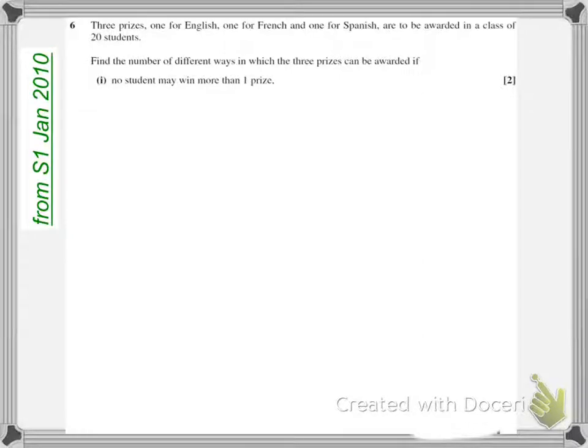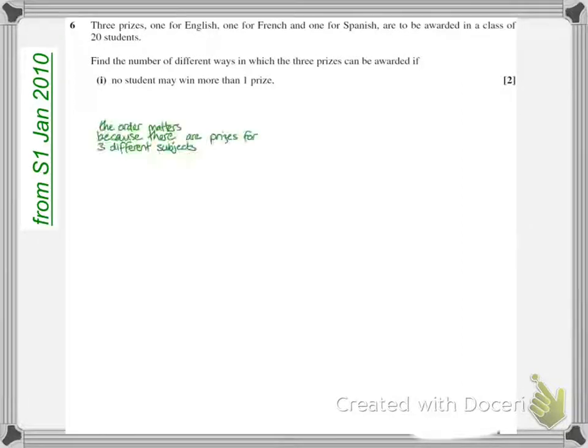The first part of this question is relatively straightforward, provided we read the question carefully. There are 3 prizes, one for English, one for French and one for Spanish, which are to be awarded in a class of 20 students. Find the number of ways in which the 3 prizes can be awarded if, in the first part, no student may win more than 1 prize.